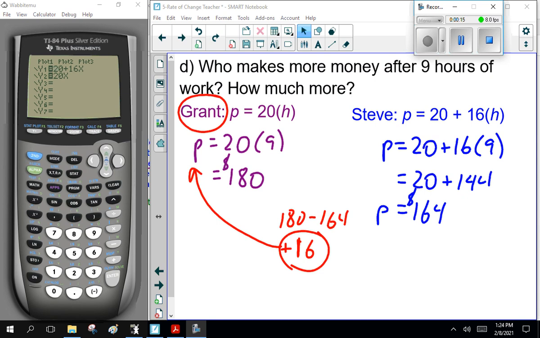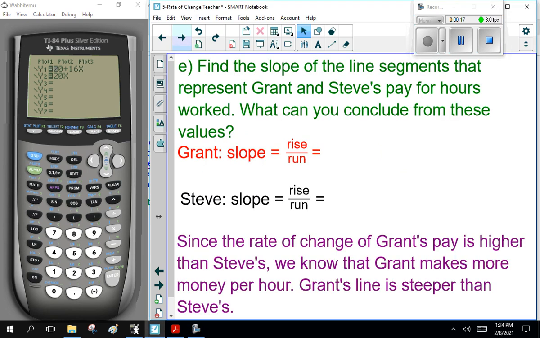So, who makes more money? Last thing I need you to do is find the slope of the line segments that represent Grant's and Steve's pay for hours worked. What can you conclude from these values? Well, we have to find the slope.